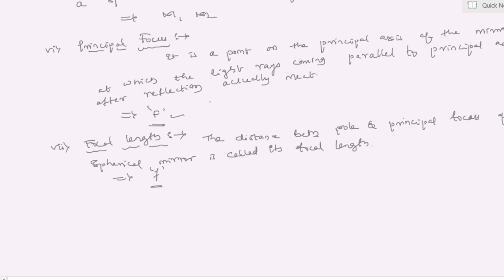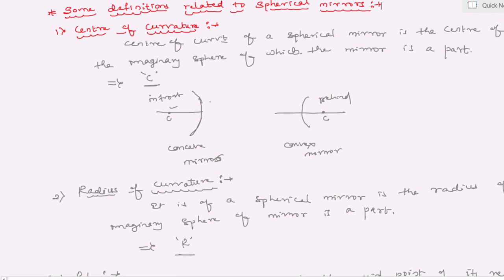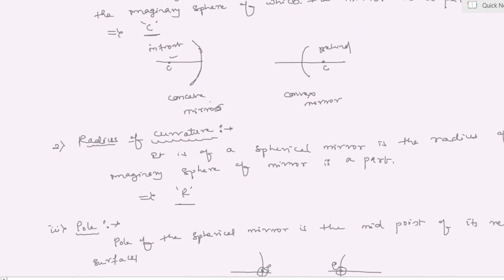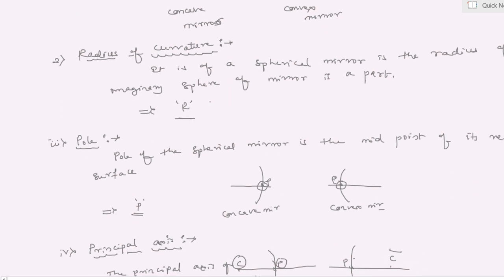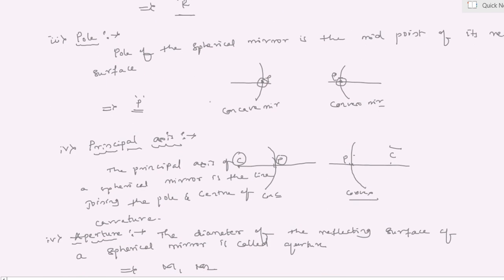Yes, my dear students, I remind once again the given definitions related to spherical mirrors. First one is center of curvature. The center of curvature of a spherical mirror is the center of the imaginary sphere of which the mirror is a part. It is represented by the capital letter C. Second one, radius of curvature. It is the radius of the imaginary sphere of which the mirror is a part, and it is represented by a capital letter R.